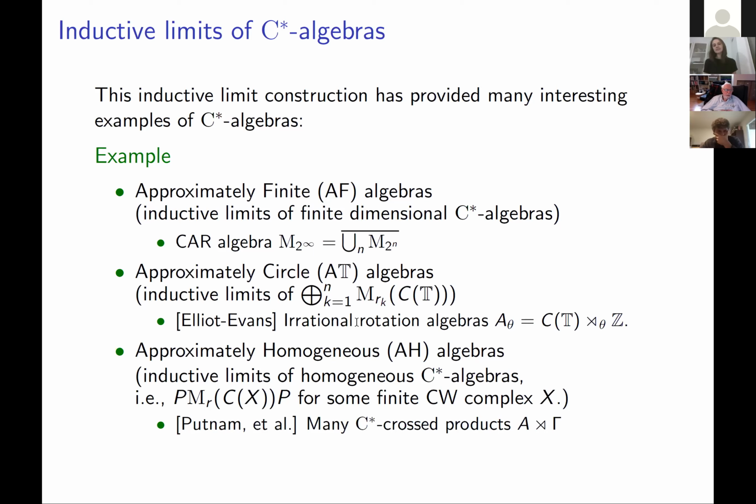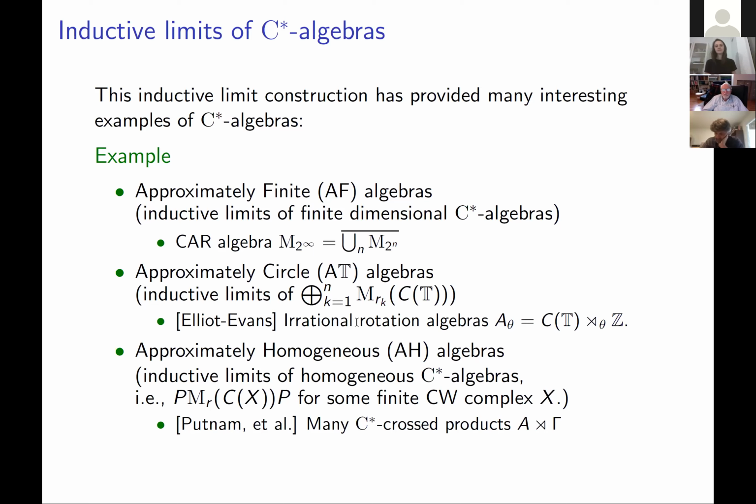Another class are the approximately circle, or AT, algebras. These are inductive limits where the C-star algebras in your system are direct sums of matrices over continuous functions on the circle. A very important class of examples, and a non-trivial proof to say that it belongs to this class, are the irrational rotation algebras. These are the C-star algebras that completely capture the topological dynamical system that you get from an irrational action of the integers on the unit circle.